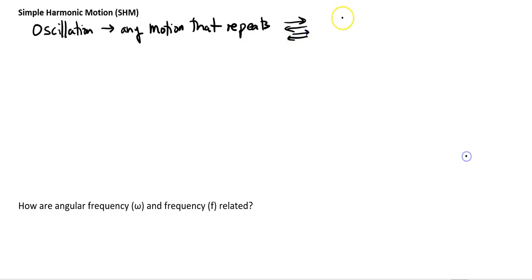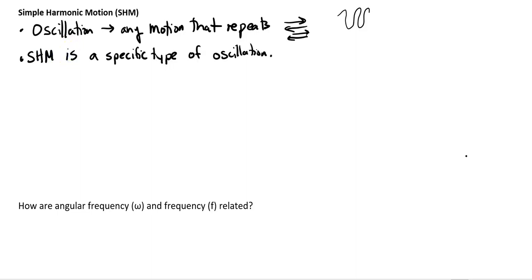Or it could be like a pendulum oscillating back and forth. It could be like a wave oscillating up and down. So many things, so many oscillations in our everyday life. Now, simple harmonic motion is a specific type of oscillation. And simple harmonic motion is just motion that results from a restoring force that is proportional to displacement. An example of that is a spring force or a simple pendulum that is oscillating back and forth due to gravity.